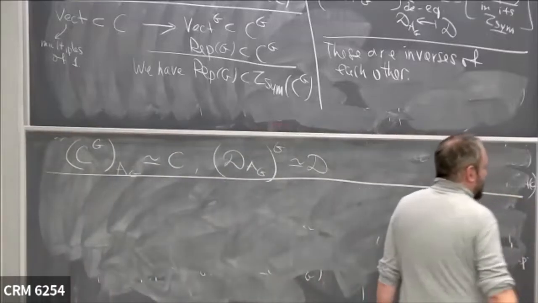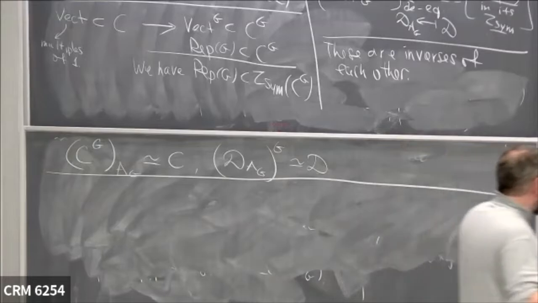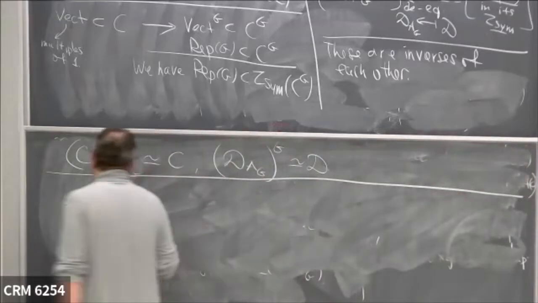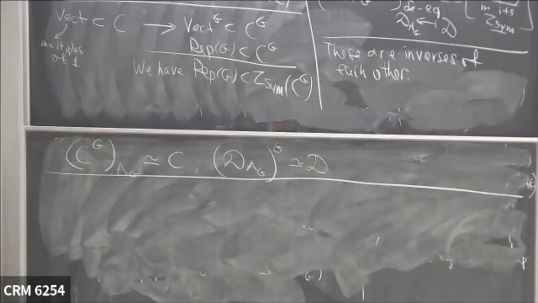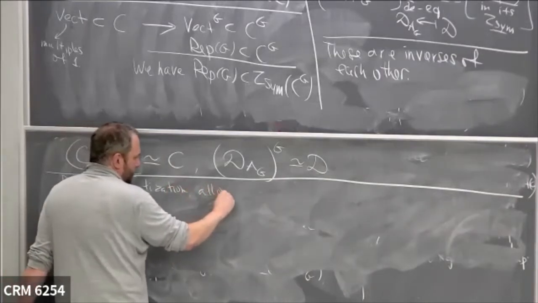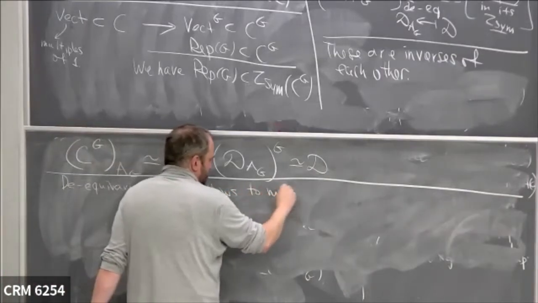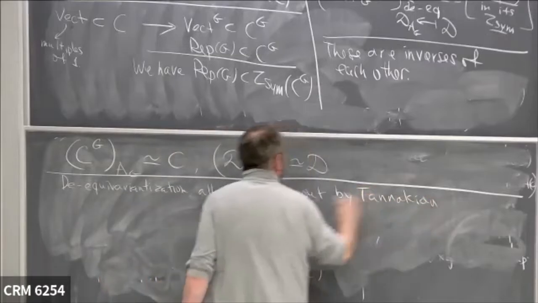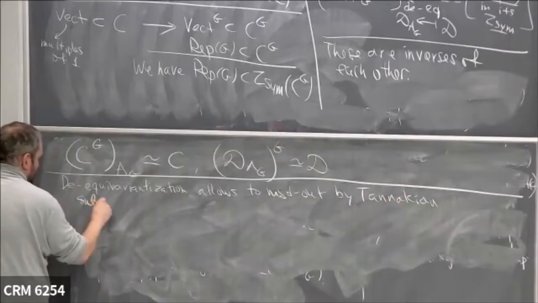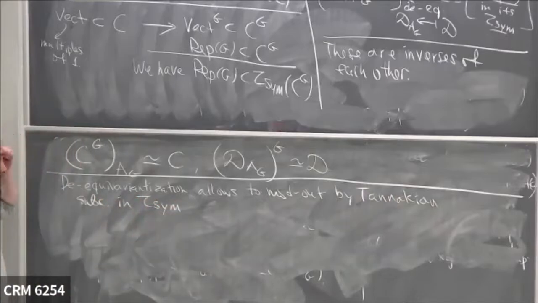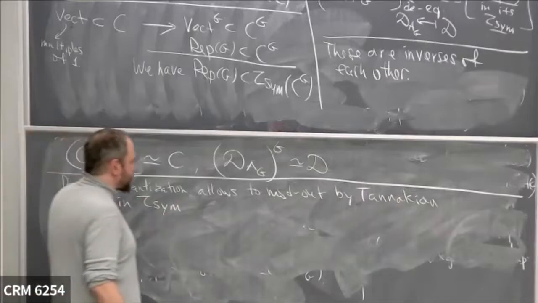So now, what's the lesson here? Because of the question that was asked. De-equivariantization allows you to mod out by Tannakian subcategories in the symmetric center. Okay, so let's see how far we can push this.